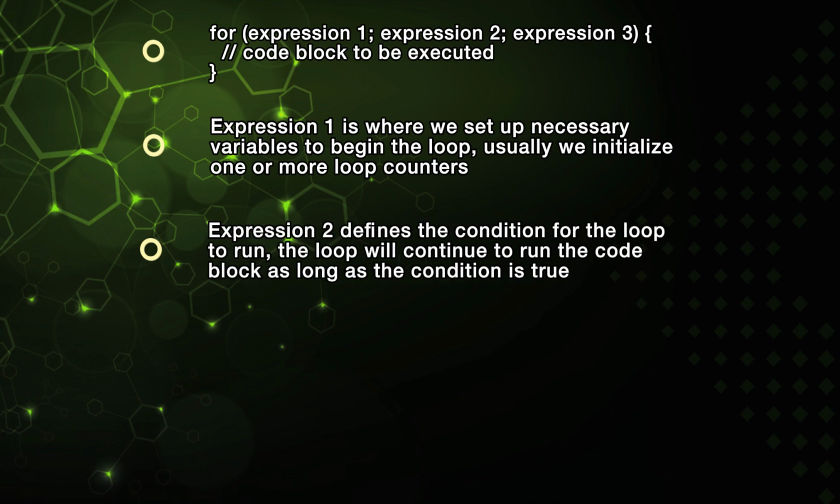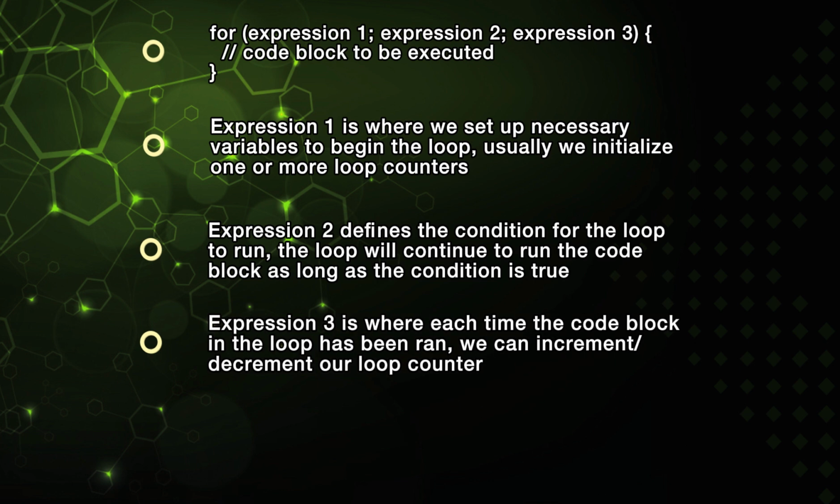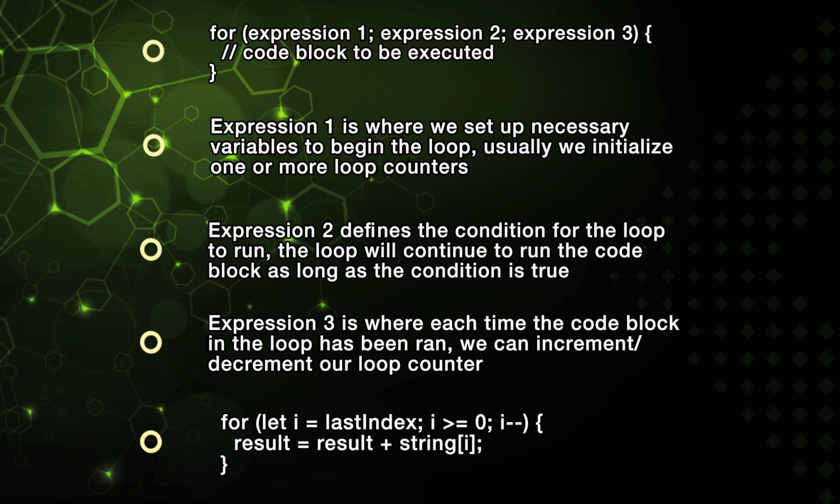Expression 2 defines the condition for the loop to run. The loop will continue to run the code block as long as the condition is true. Expression 3 is where each time the code block in the loop has been run, we can increment or decrement our loop counter. Here is an example for loop.